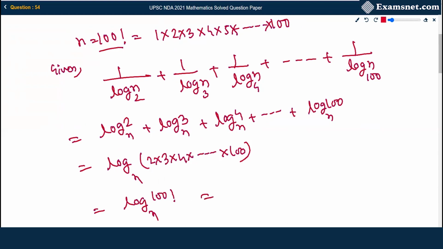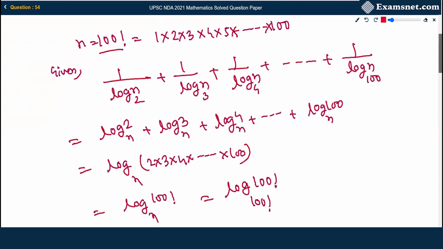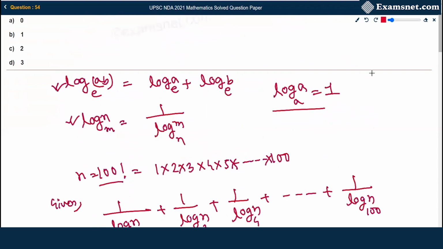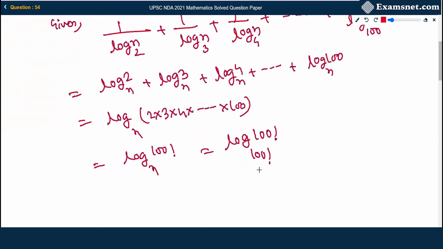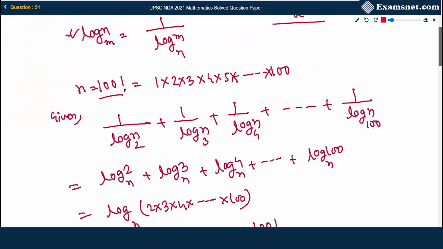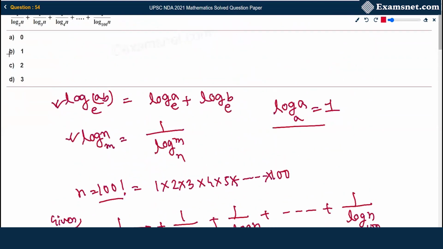Also, it's given that the value of n is also 100 factorial. That means log 100 factorial to the base 100 factorial, right? I have already told you log a to the base a gives you 1. So the value of this expression will be 1. Yes, let's check. Option B is the correct answer. 1 is the correct answer.